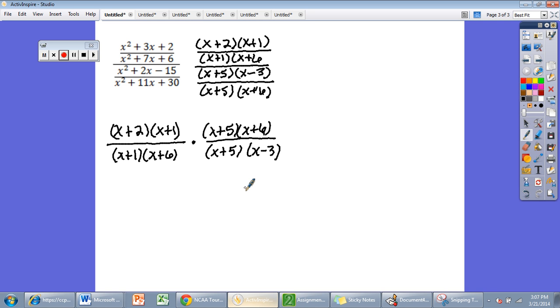And now here's where you're canceling out your like factors. So you have like factors here of x plus 5. Then you have like factors of x plus 6 that cancel, and then like factors of x plus 1. So then we are left with a final answer of x plus 2 over x minus 3.